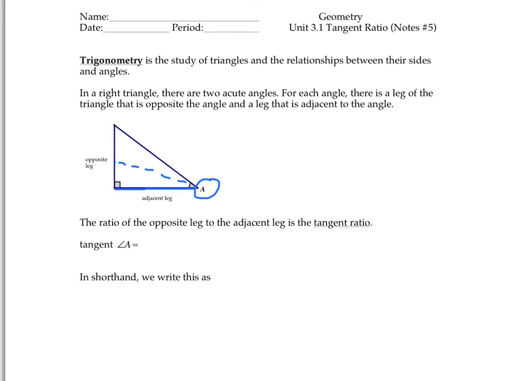Now, you might say, well, what about this side over here? Well, recall that this side that I just highlighted in red is called the hypotenuse. So it's not a leg of the triangle. The legs are the two sides that make up the right angle. So we're going to leave the hypotenuse out of what we're discussing today. We don't need it.